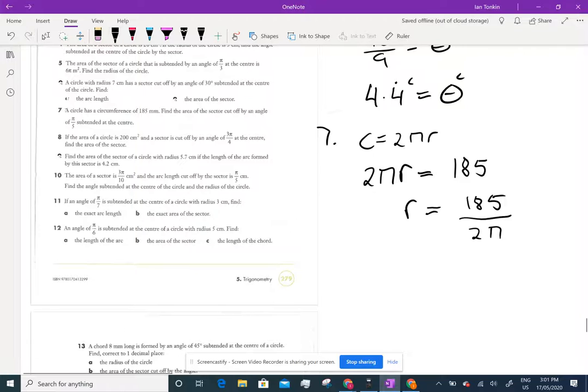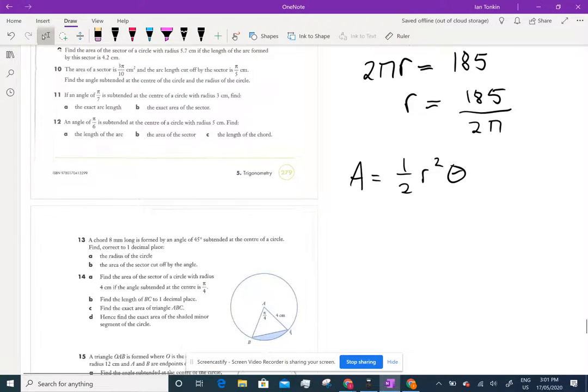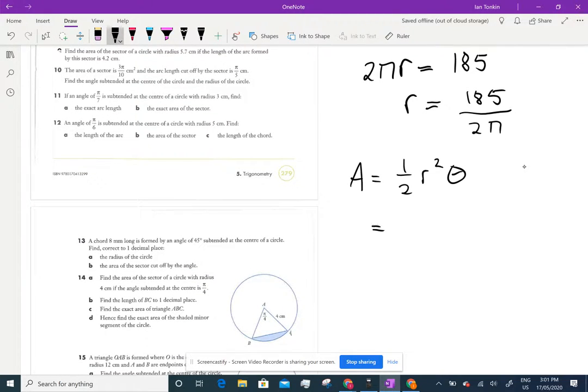Okay. Find the area of a sector cut off by an angle of pi on 5. Well, remember, the area equals a half r squared theta. Well, my radius is 185 on 2 pi, so we're going to get this in exact form. So I'm going to get a half times 185 on 2 pi squared times pi on 5. Now I'm just looking at the answers to see if they give it in exact value, and they do. So this is going to be neat.